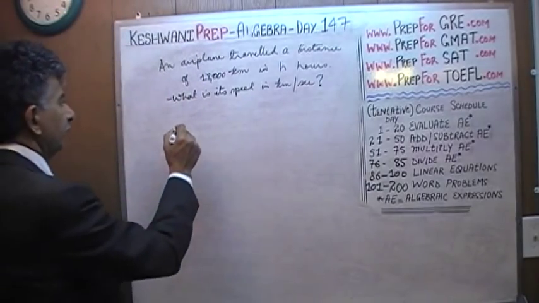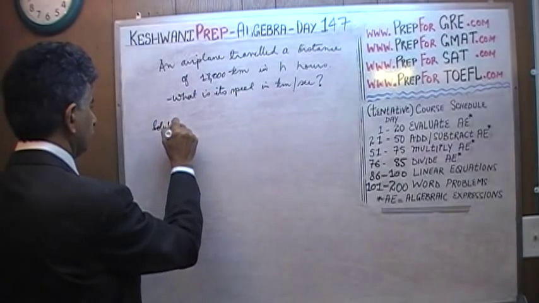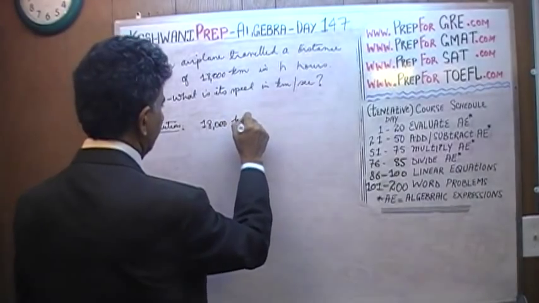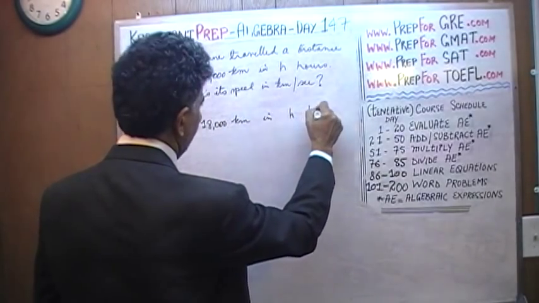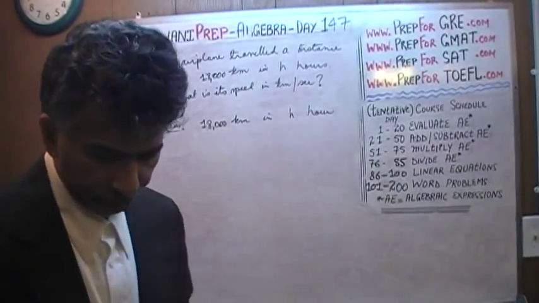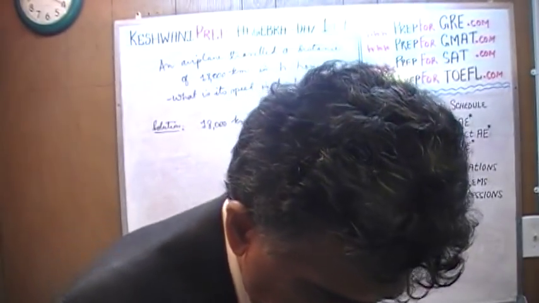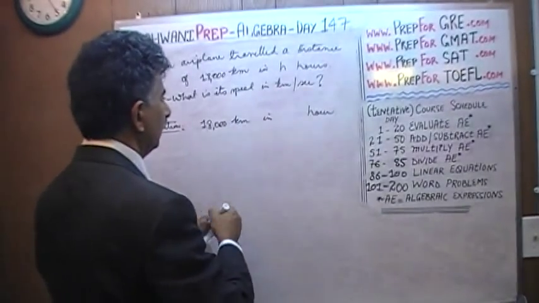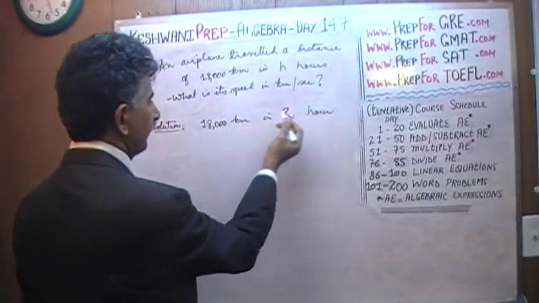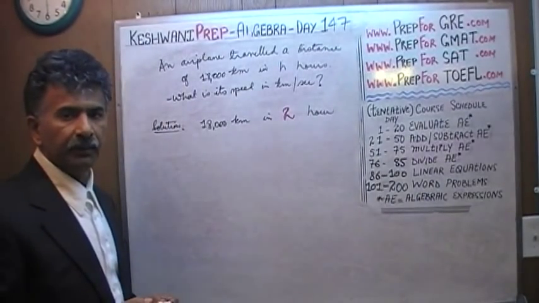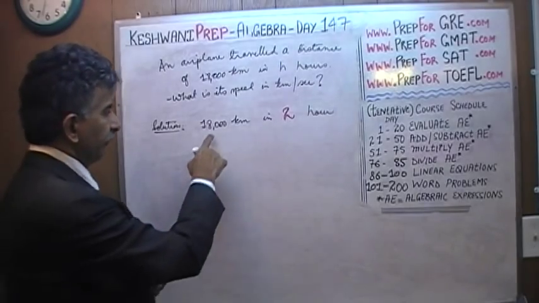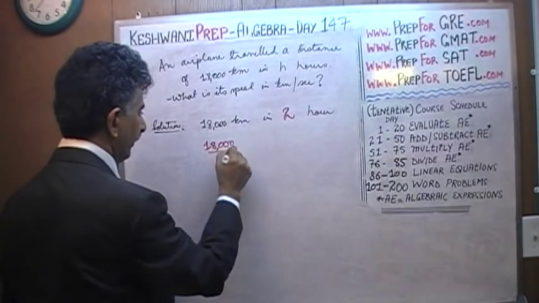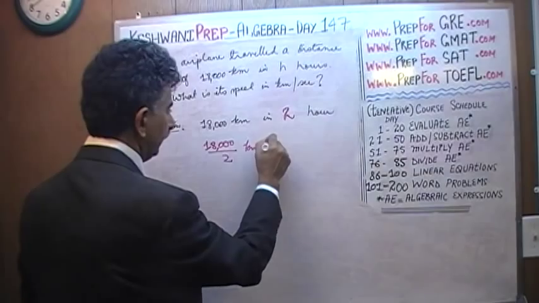So we are told that it traveled 18,000 kilometers in H hours. Well, let's put in numbers here first so we can see it. What if we were told that it traveled 18,000 kilometers in 2 hours? How will we find how much it traveled in an hour? It will make sense to say that it traveled 18,000 divided by 2 kilometers in 1 hour.